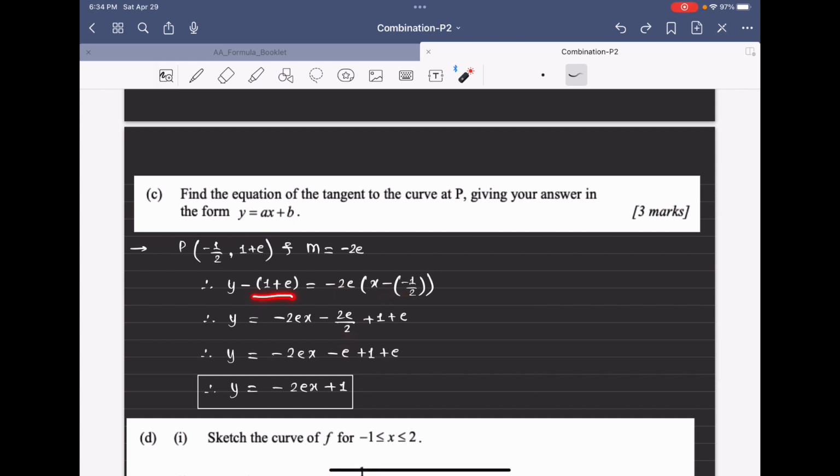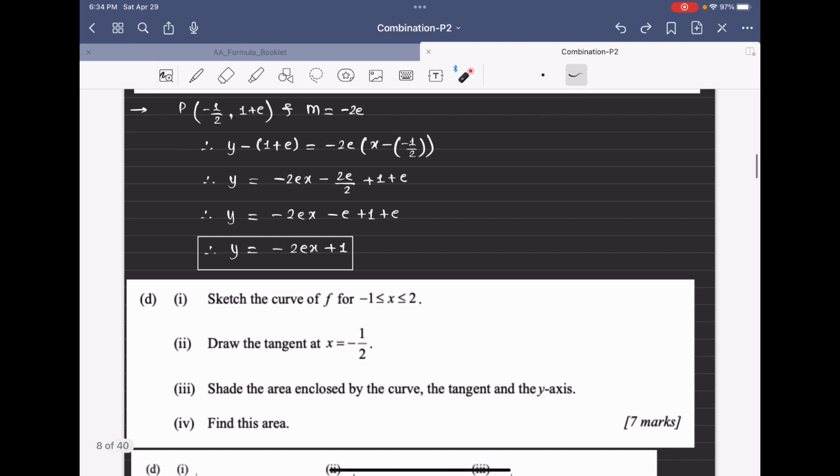And this minus of 1 plus e goes on the other side, becomes plus of 1 plus e. Y as it is, minus 2ex as it is, 2 and 2 get cancelled, so minus e plus 1 plus e, minus e plus e get cancelled. So y is equal to minus 2ex plus 1. That is the equation of a tangent.